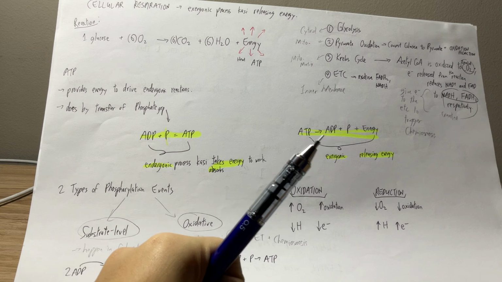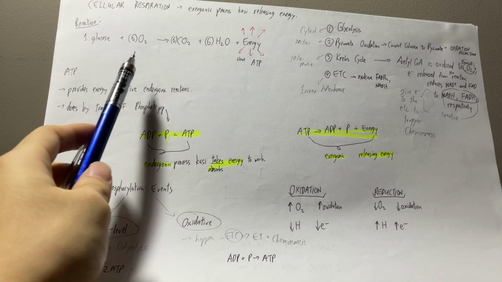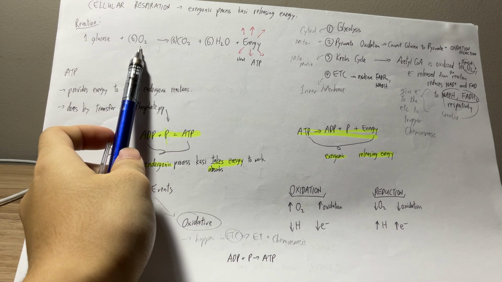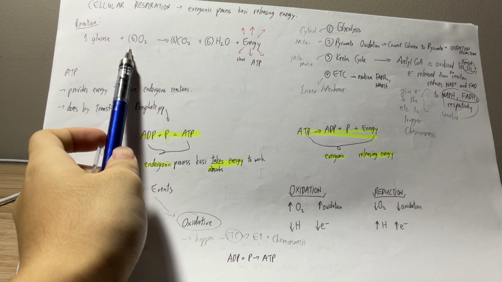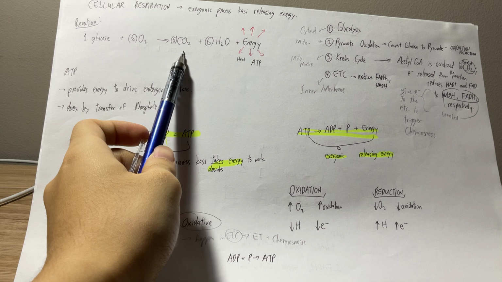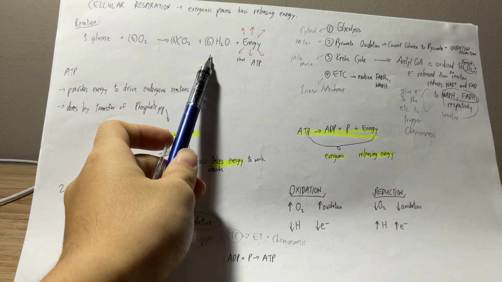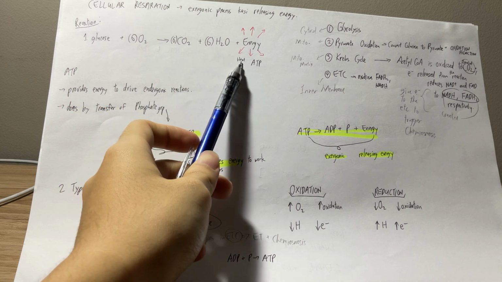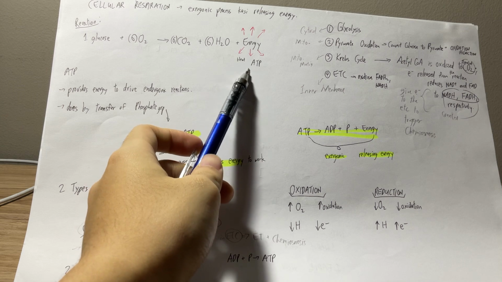Okay. For the reaction, 1 glucose plus 6 oxygen atoms. Atoms or molecules? I think atoms. Yeah, atoms. Plus 6 carbon dioxide molecules plus 6 water molecules plus energy. This energy is through heat or ATP.